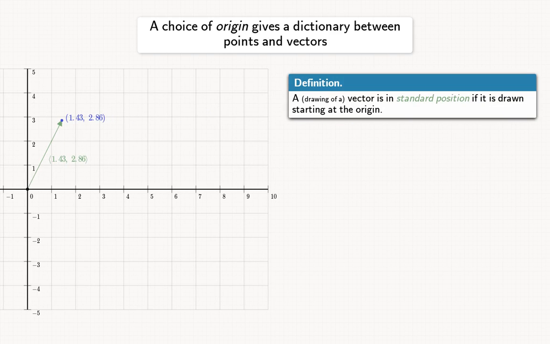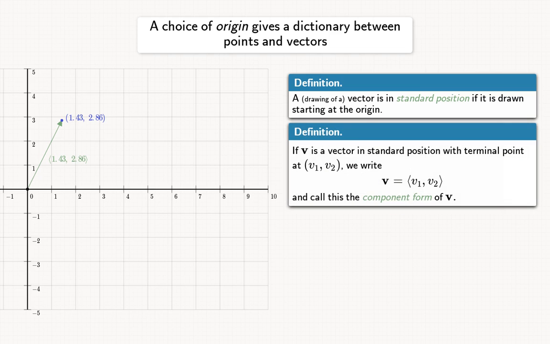We'll say a vector is in standard position if it's drawn with its initial point at the origin. And really I mean that the arrow that we draw to represent the vector, again, the vector itself technically doesn't have a starting point. So then if V is in standard position, we take the coordinates of its terminal point in our coordinate system and write those down and call this the component form of V. And I did this in 2 dimensions, but we can do exactly the same thing in 3 dimensions.